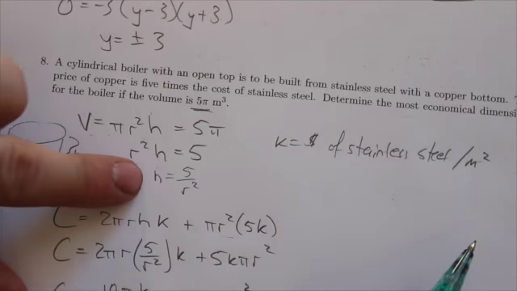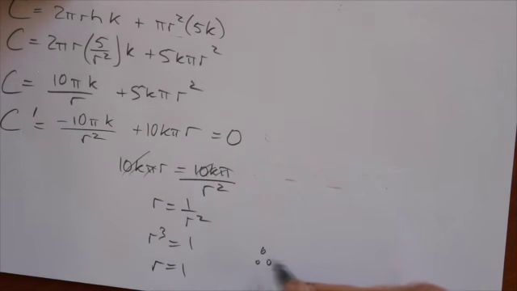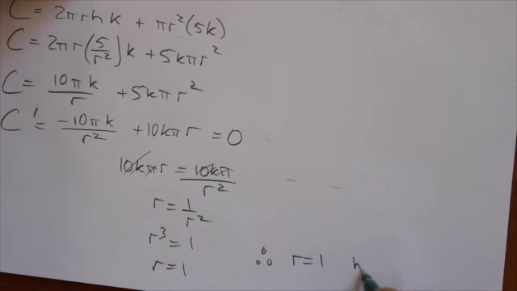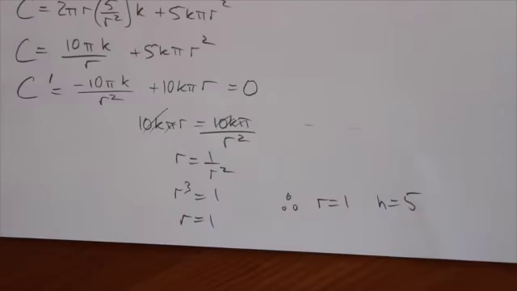Now if that's true, I just come back up to here to find out what my height is, and so now I can conclude that the radius is equal to 1 and the height is equal to 5.